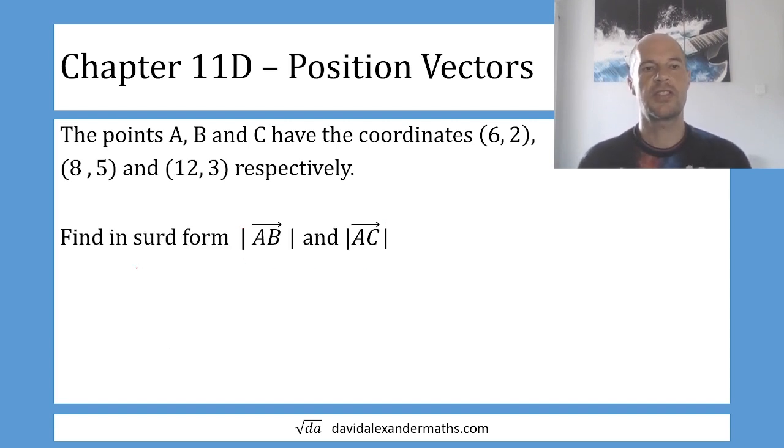For this question, we're just needing to find the magnitude of the vectors that we just worked out. So find in surd form the magnitude of the vector AB and the magnitude of the vector AC. Remember, these lines mean the magnitude.